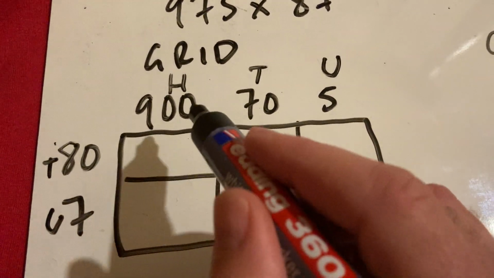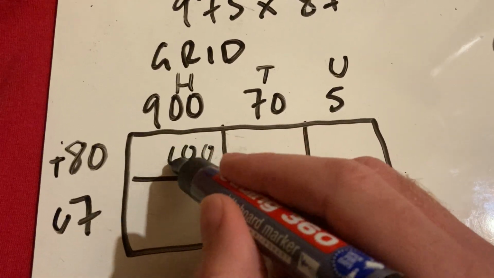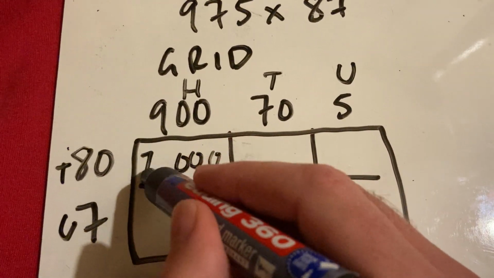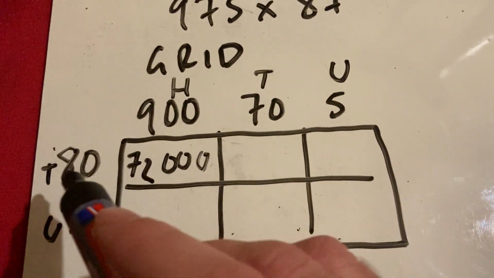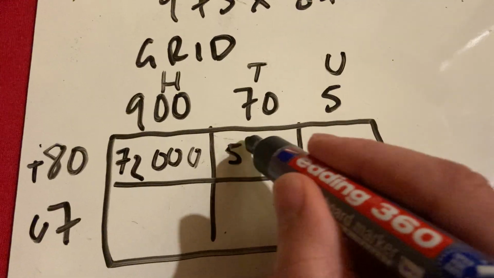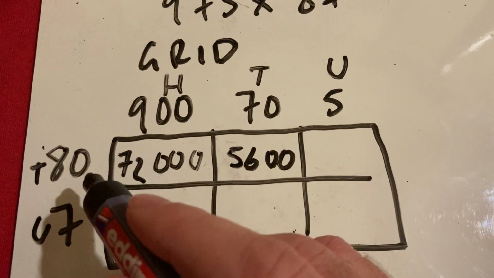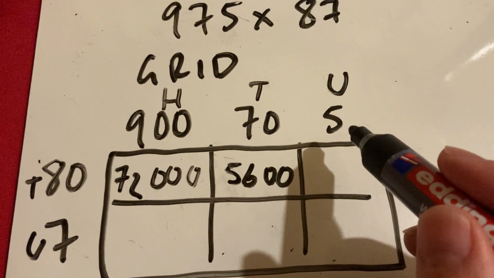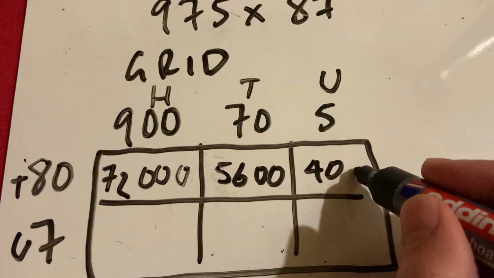So 80 times 900, there are 3 zeros, 1, 2, 3. 8 times 9 is 72. 70 times 80, or 8 times 7 is 56 with the 2 zeros. 5 times 80, from our 5 times table, 8 times 5 is 40 with that extra 0.